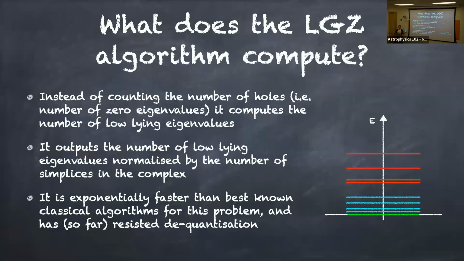But there's been kind of questions asked. Is there another dequantization attack going to come along in a few years and beat this? So there's really interest in understanding, first of all, can we edit this algorithm so we get out really useful information? And secondly, can we show that this algorithm can't be run on a classical computer?